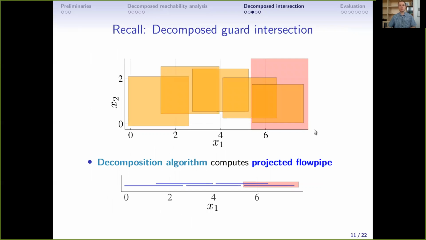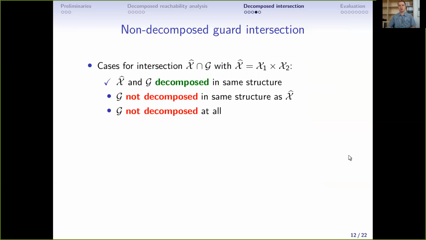Okay, so here's a recapitulation. We have this high dimensional flow pipe and the high dimensional guard. And since it is unconstrained in the X2 dimension, we don't need to compute the intersection in X2 at all, because we know it will never be empty. So to check whether the intersection with one of these sets and the guard is empty, we just need to look at the X1 dimension. All right, so this was the simple part where X hat and G were decomposed in the same structure.